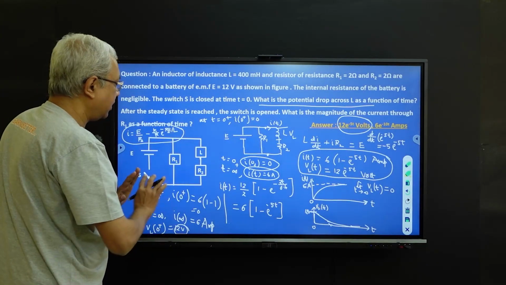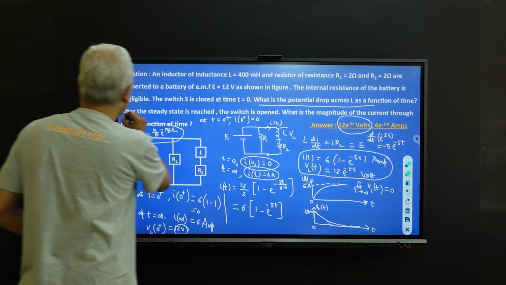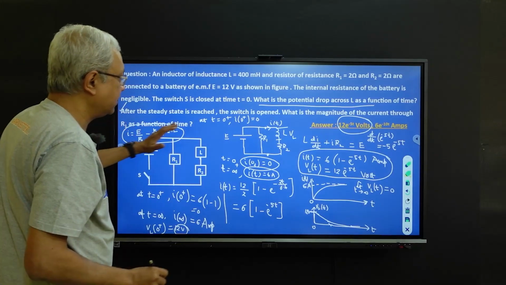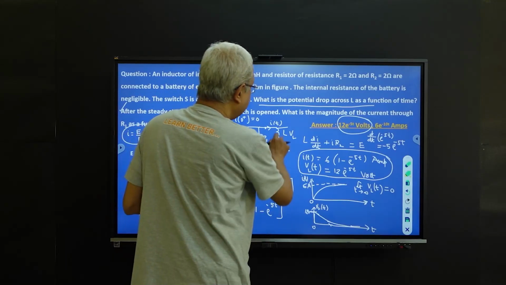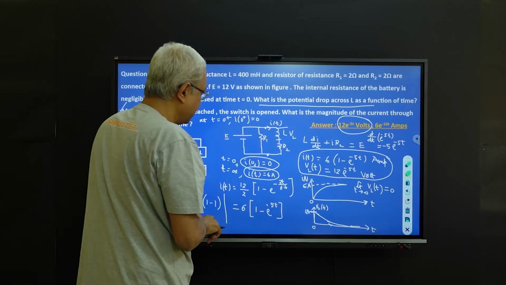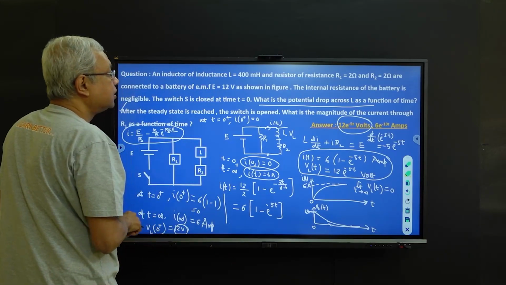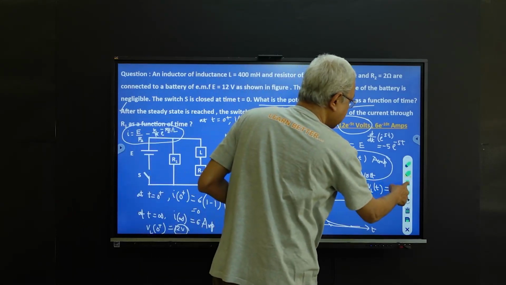Now, after the steady state is reached, let us do this part of the problem. Steady state is reached means actually in the circuit, here 6 ampere current is flowing, here 6 ampere current is flowing. Now the switch is once again opened. So what happens? Let me remove all these things now.